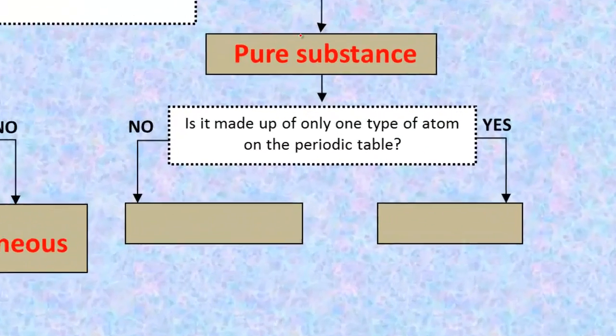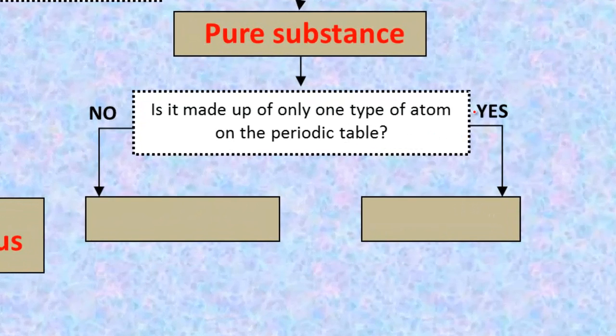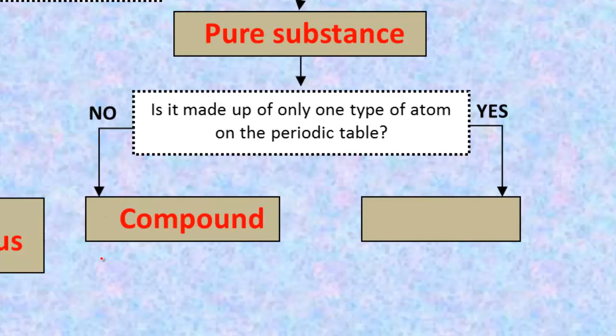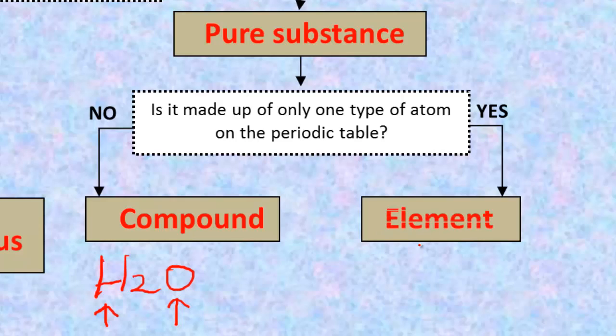Now let's go over to the pure substance. We're going to ask ourselves this question: is it made up of only one type of atom on the periodic table? And if the answer to that is no, then it is a compound. An example of a compound is water, H2O, because hydrogen, H, is one element on the periodic table, and oxygen, O, is a different element on the periodic table, and they are bonded together. If the answer to the question, is it made up of only one type of atom on the periodic table, is yes, then it is an element. So hydrogen gas would be an element. Oxygen gas would be an element.